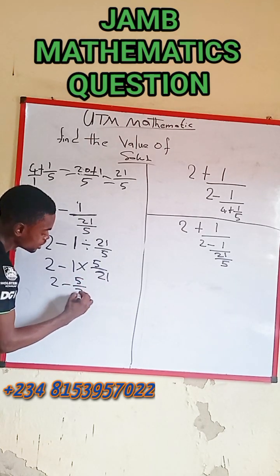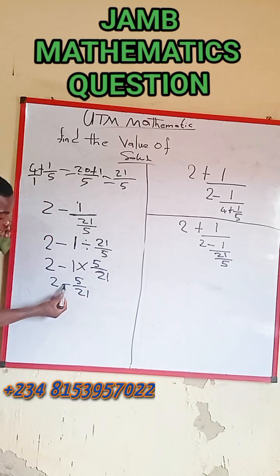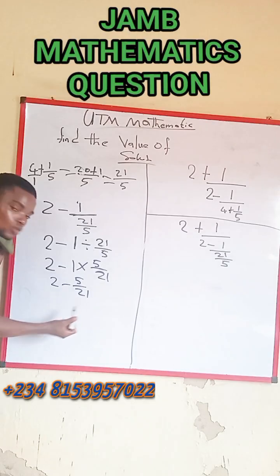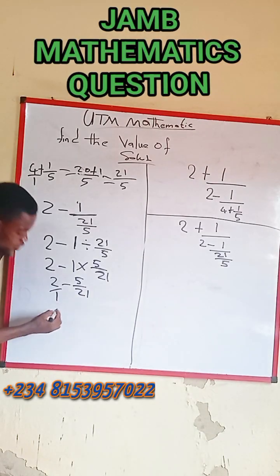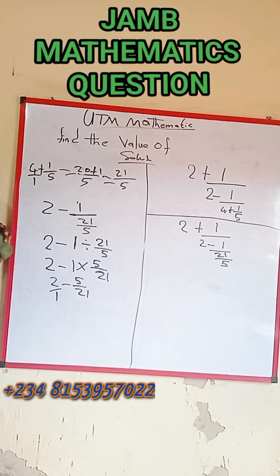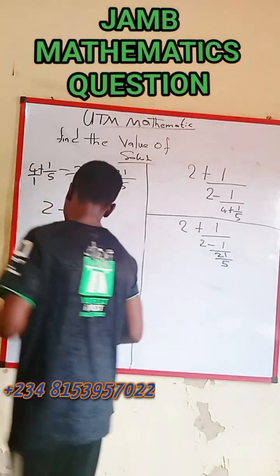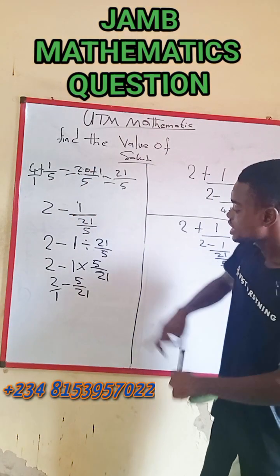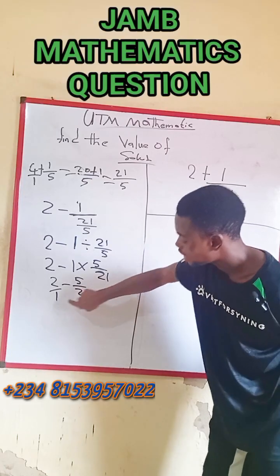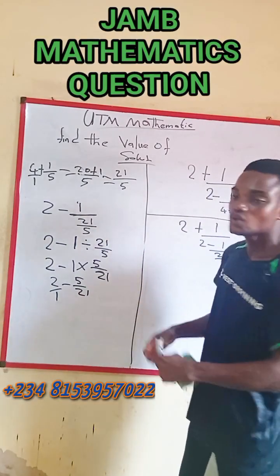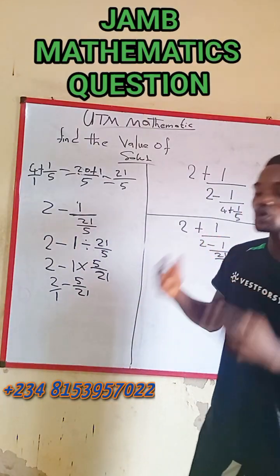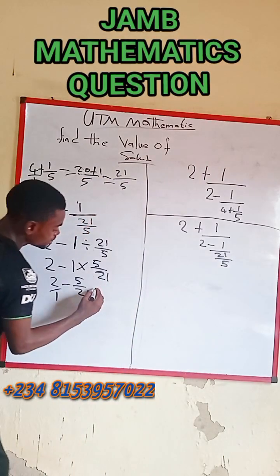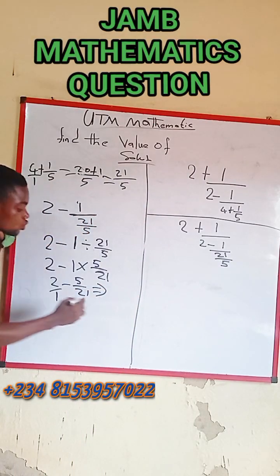Still 5 over 21. Now in this case, I have 2 minus 5 over 21. I'm going to put a denominator of 1 under the 2 to make it a fraction. Now you can see I have denominators of 1 and 21. We are going to look for the LCM of 1 and 21, which is still going to give us 21.